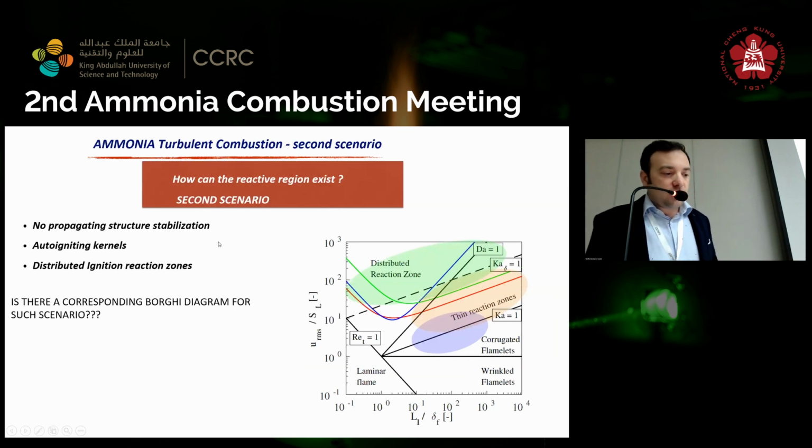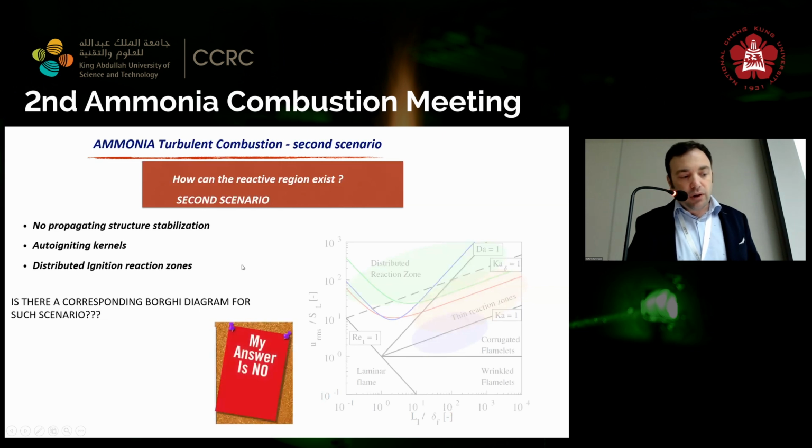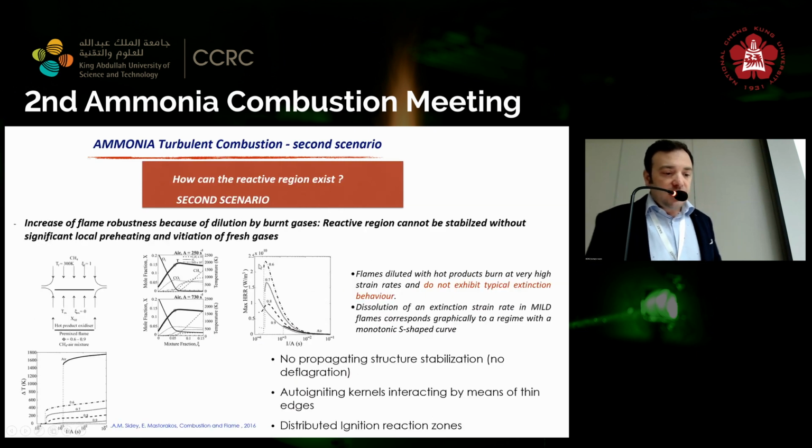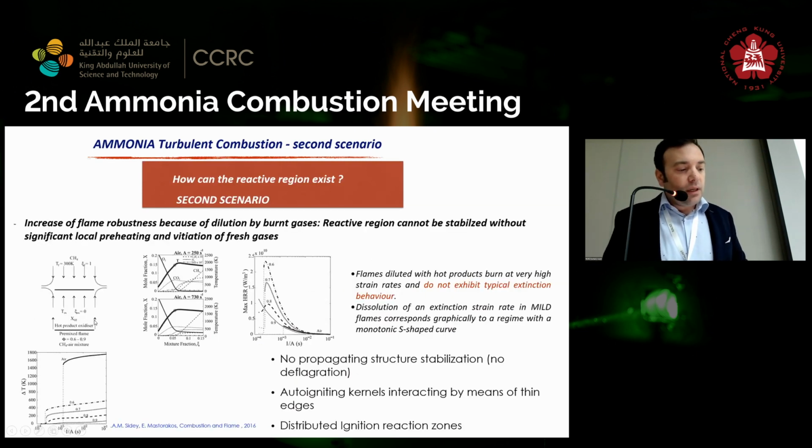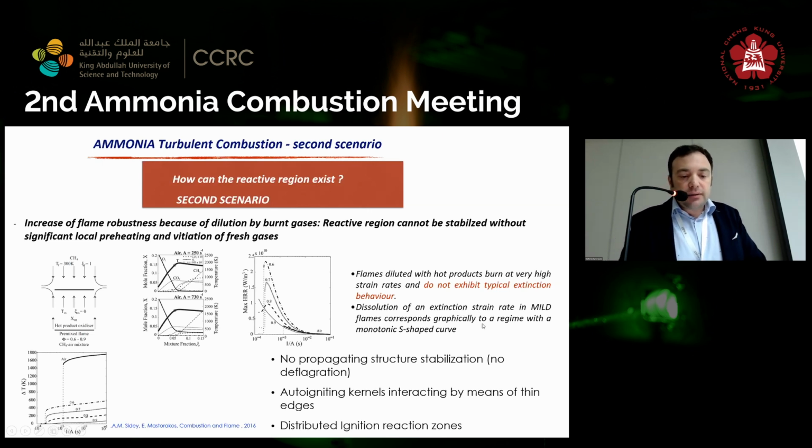So if we compare this to what we have said before, I don't think that we have a corresponding diagram for this kind of scenario. Some people try to do this, and in particular, in this condition, if we dilute flames, these are some experiments and also computations. If you have the dilution of these flames with the products, this kind of reaction regime does not exhibit typical extinction behavior. We have a dissolution of the extinction strain rate in MILD, which corresponds to a regime with a monotonic S-shaped curve.